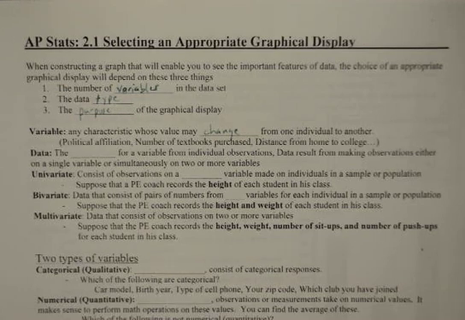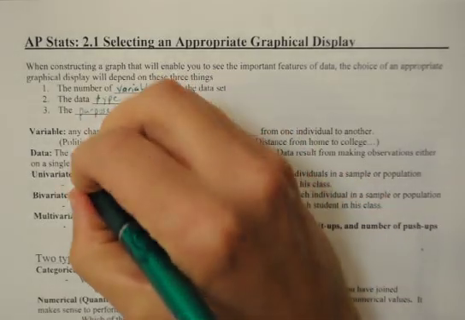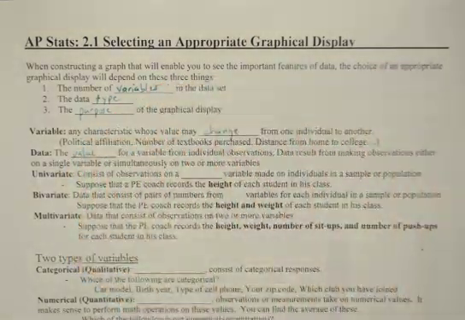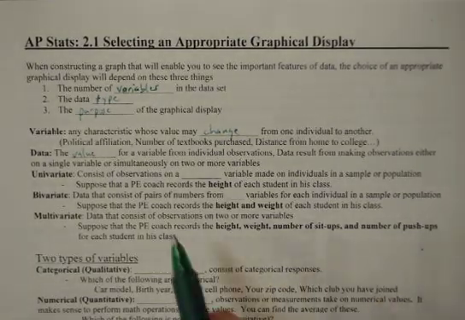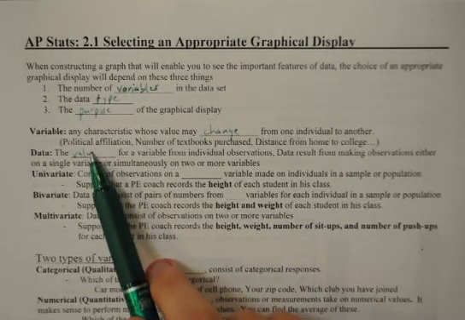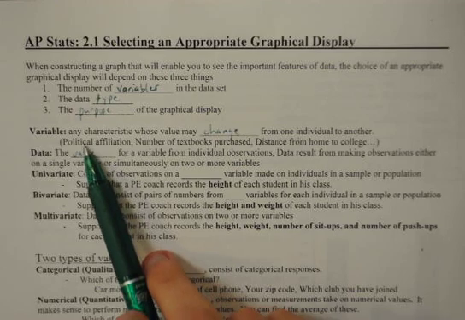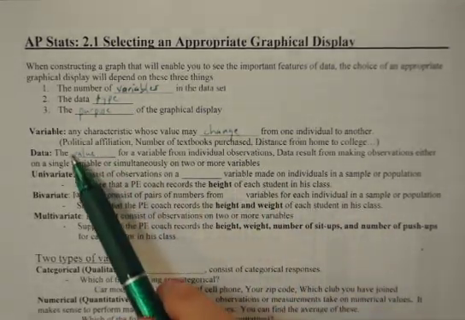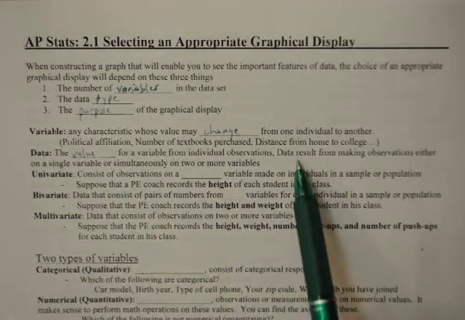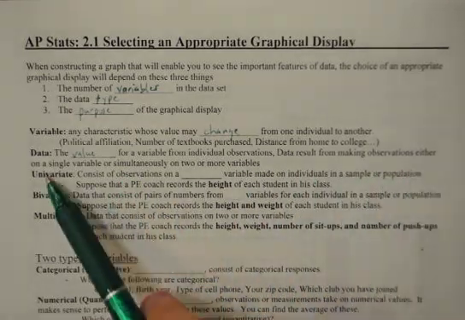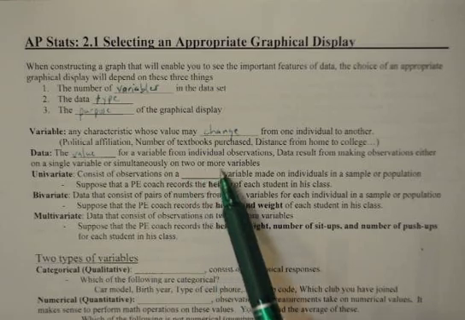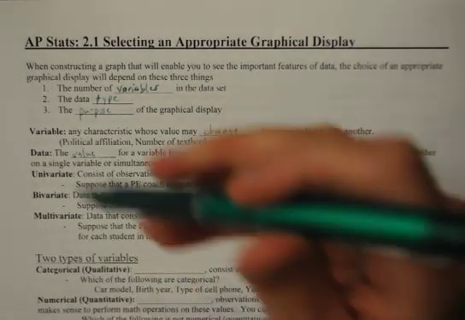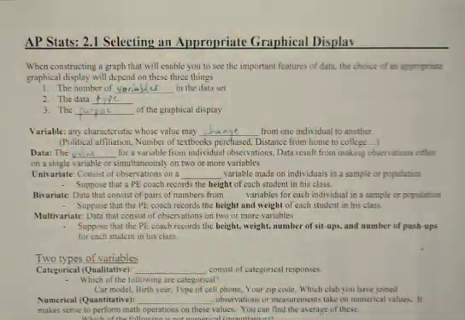Data. What is a piece of data? It's the value for a variable. So it might be one person is Republican, one person is Democratic. That changes; that's the value for a variable for an individual. Data results from making observations either on a single variable or simultaneously on two or more variables. Statistics is all about looking at the data.